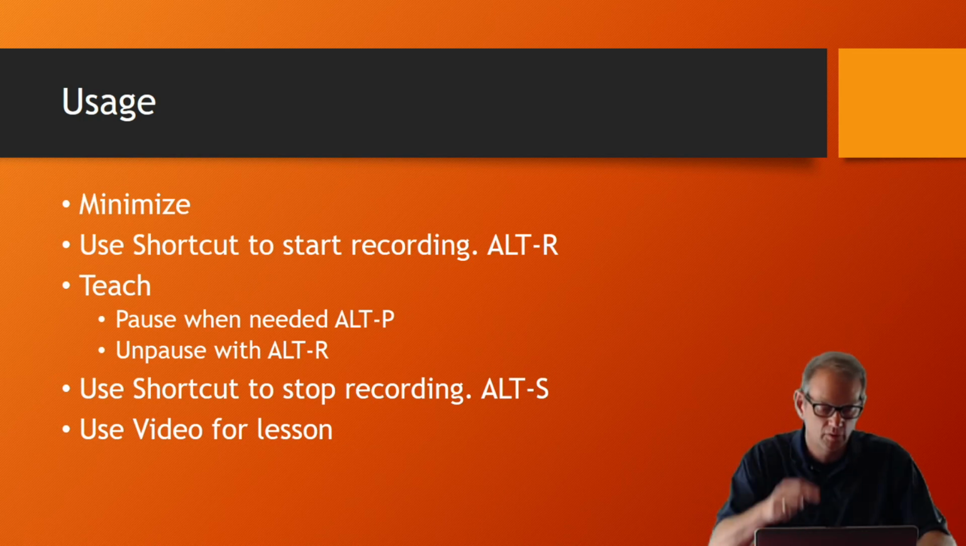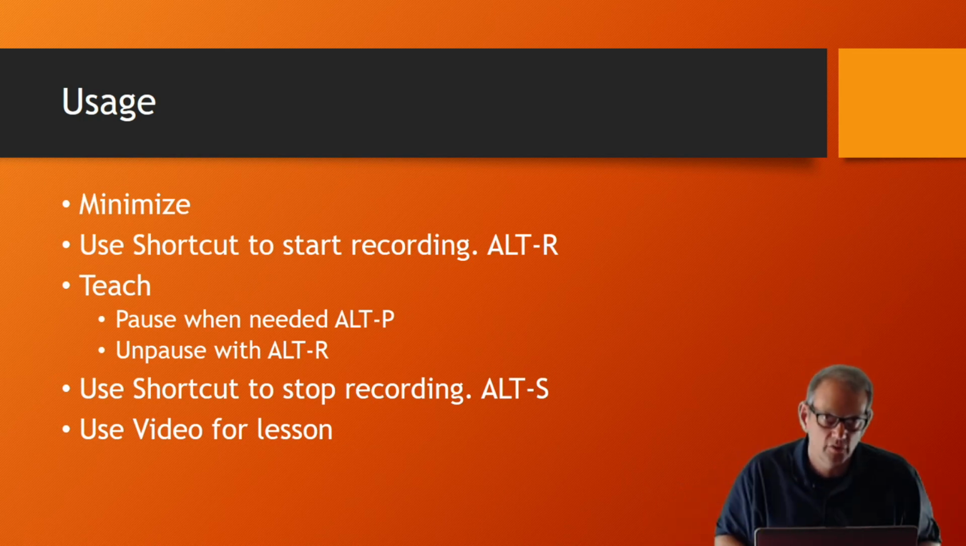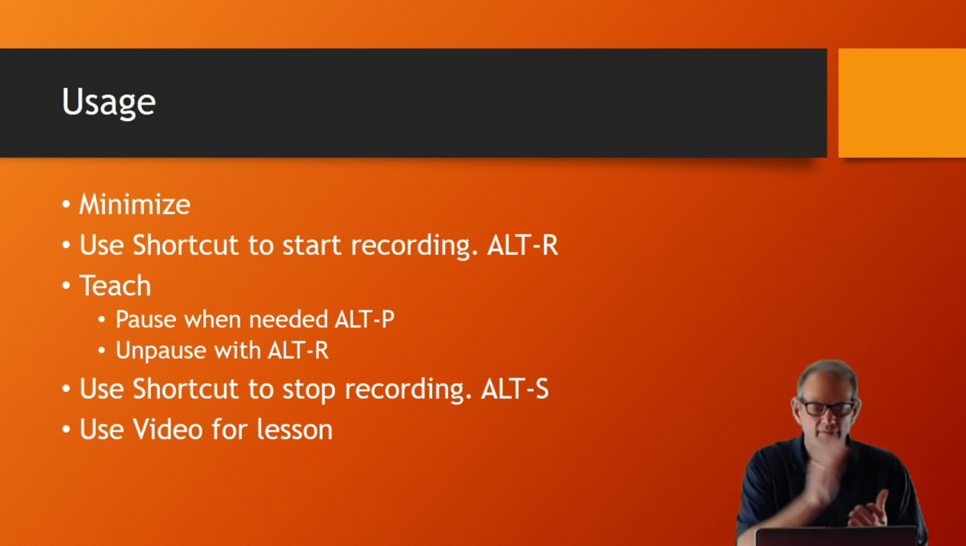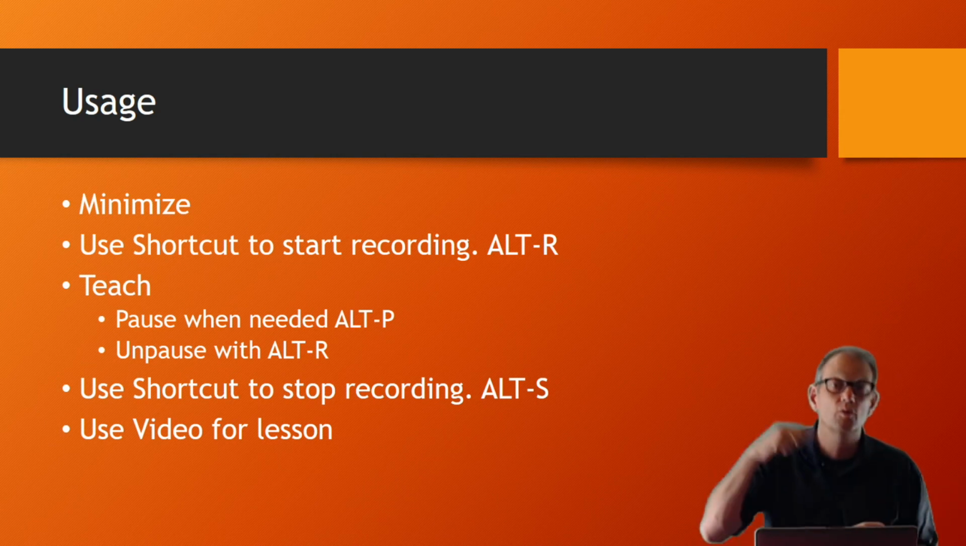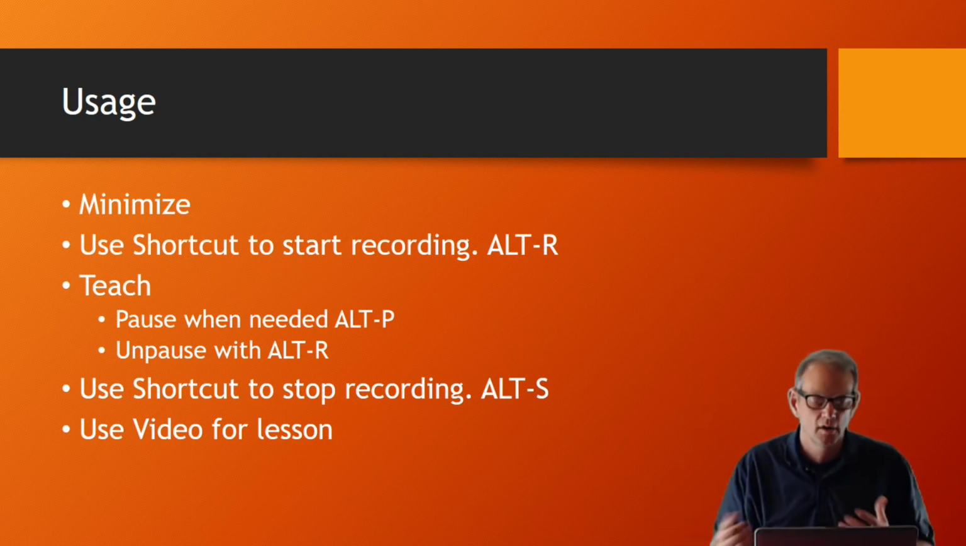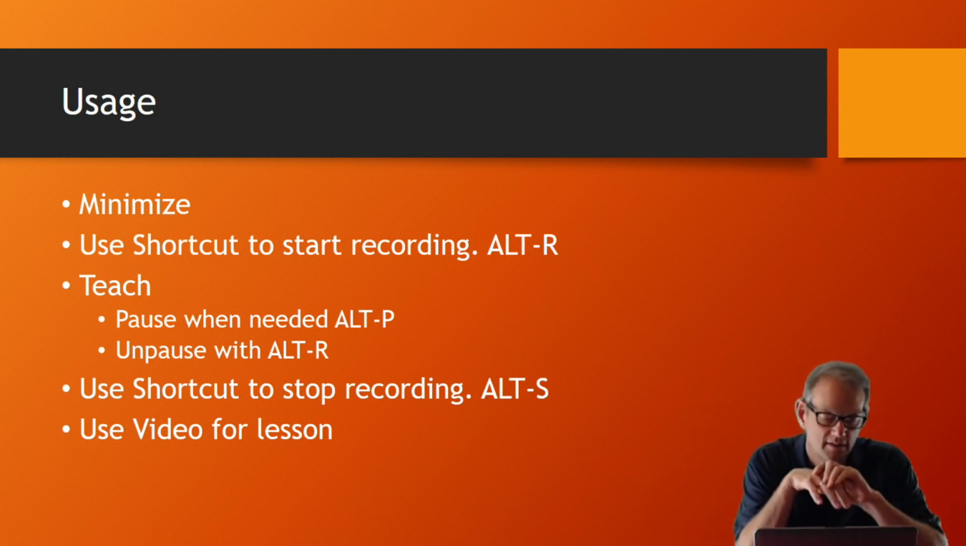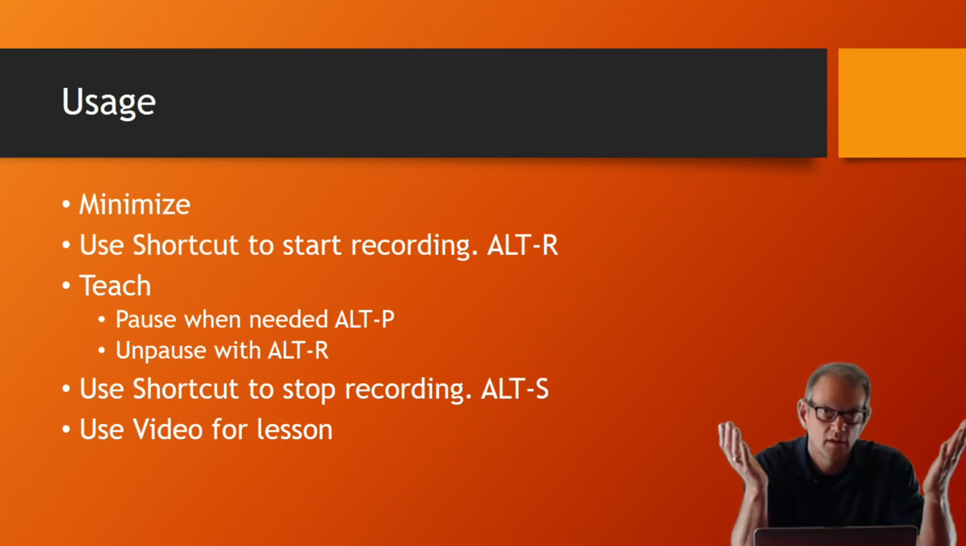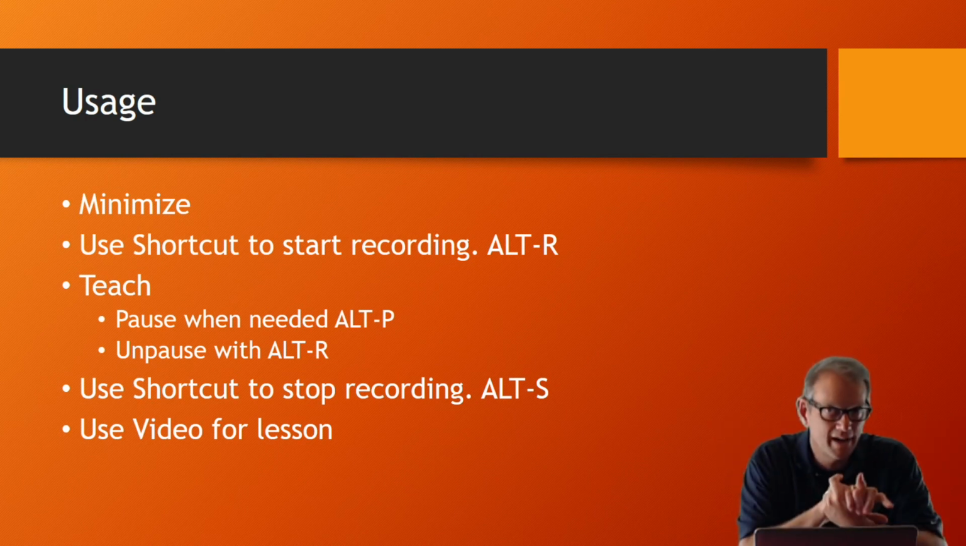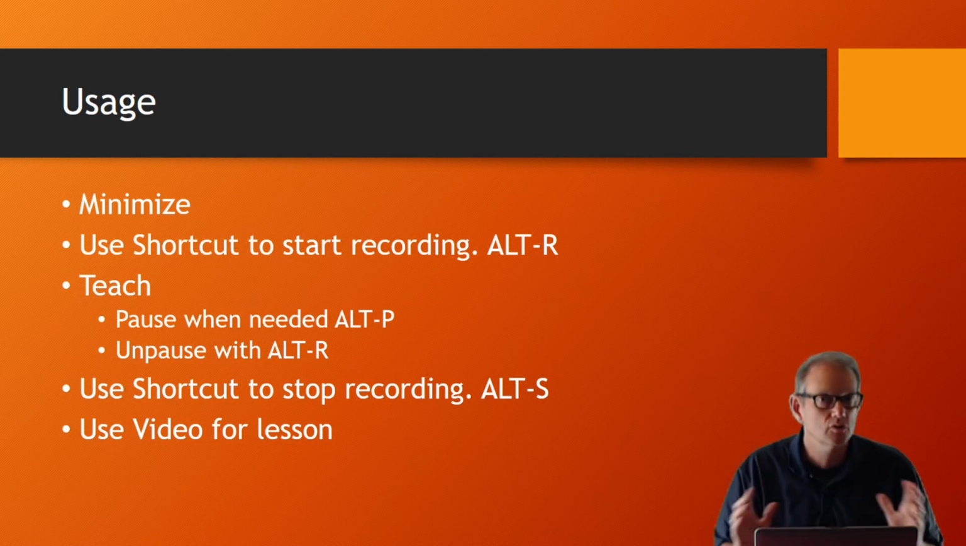And when I'm ready to record, I hit Alt-R on my keyboard. I do my lesson. I hit Alt-S when I'm done. And I have that on here. Start recording, Alt-R, pause, Alt-P, unpause, or start recording again, Alt-R, and then Alt-S to stop. That's it. It's a one-time setup. You can learn way more about OBS Studio if you want to. That's all you need to know to use OBS Studio to record whatever you're doing on your computer.